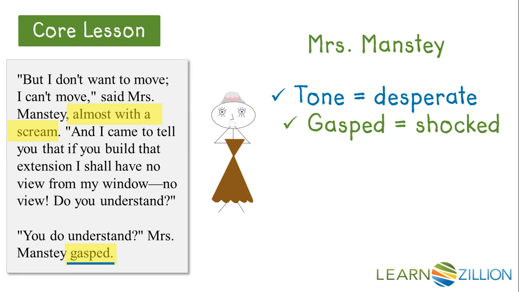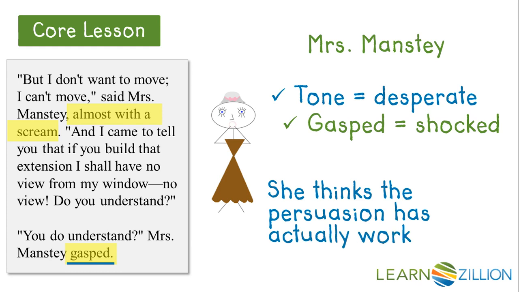Now, we know from Mrs. Black's sarcastic tone that she doesn't care about Mrs. Manstey's view. But from Mrs. Manstey's perspective, she has successfully persuaded Mrs. Black not to build her extension. However, as readers who can look beyond what is directly stated on the page, we know that this perspective is incorrect. When you use close reading skills, such as making inferences, you are paving the road for a deeper understanding of the text.